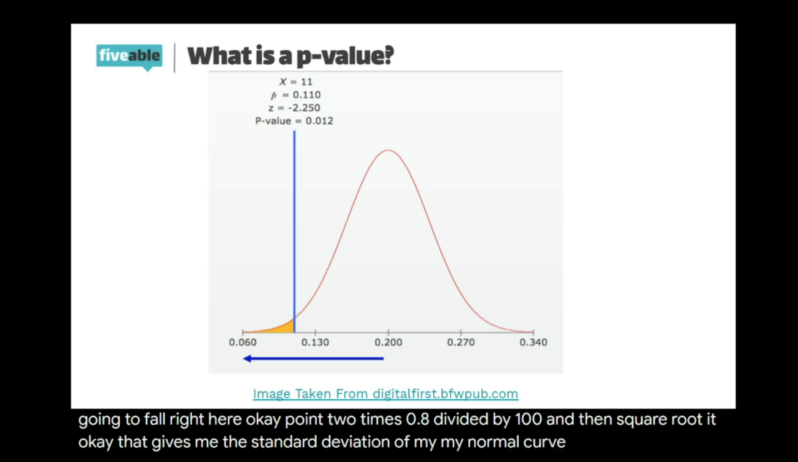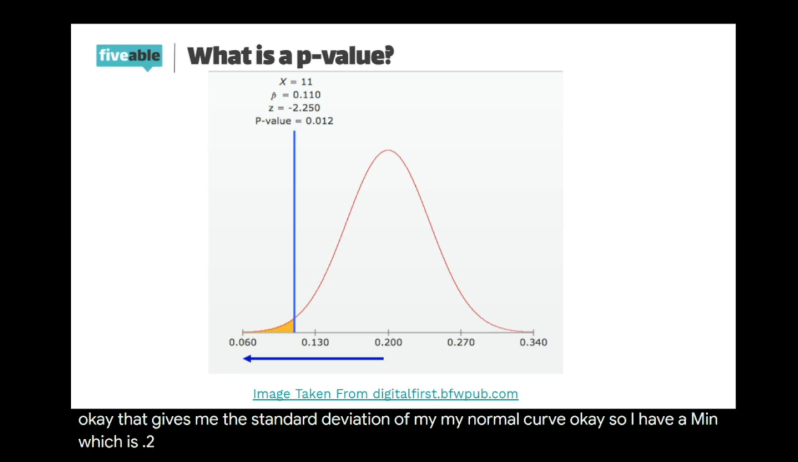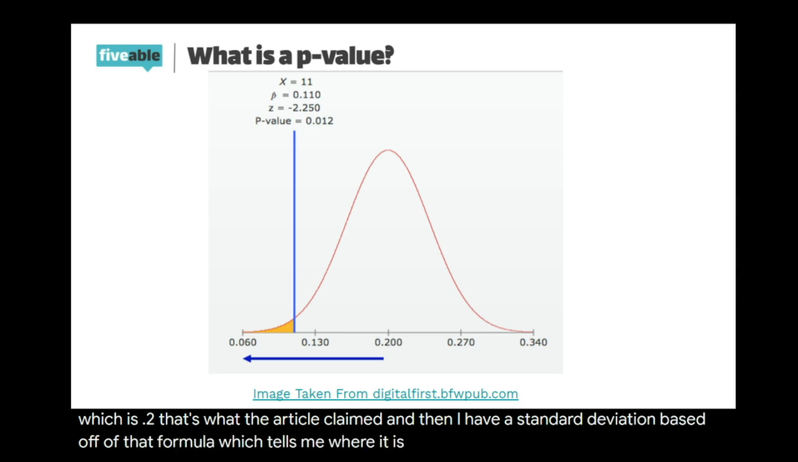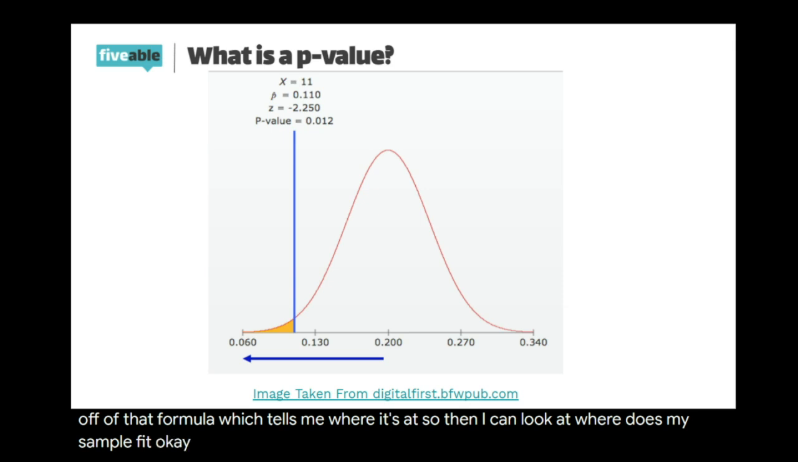Okay, so I have a mean, which is 0.2. That's what the article claimed. And then I have a standard deviation based off of that formula, which tells me where it's at. So then I can look at where my sample fits, okay? My sample of 11% is going to fit right here, okay?